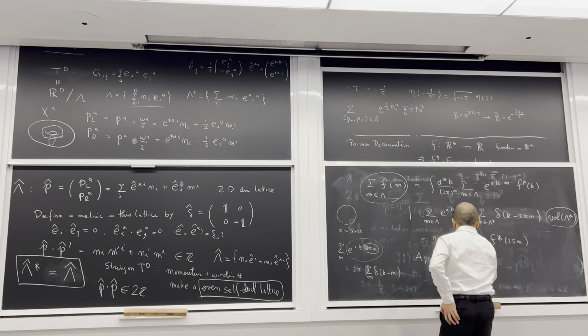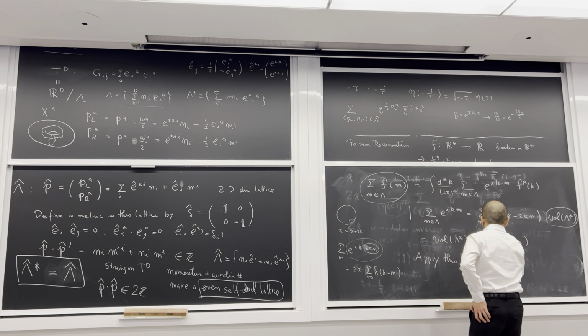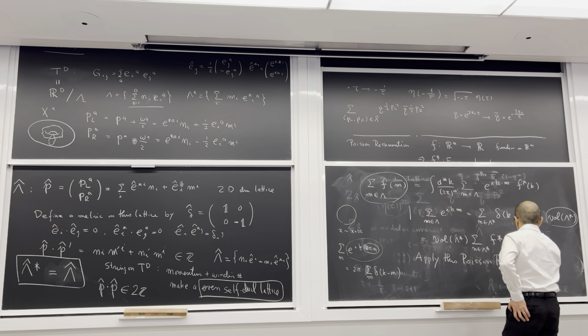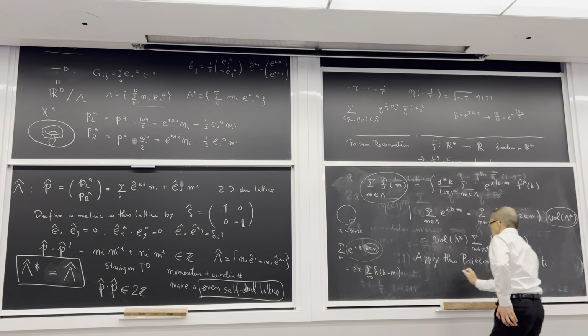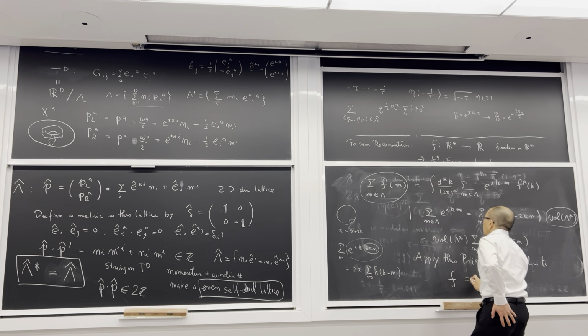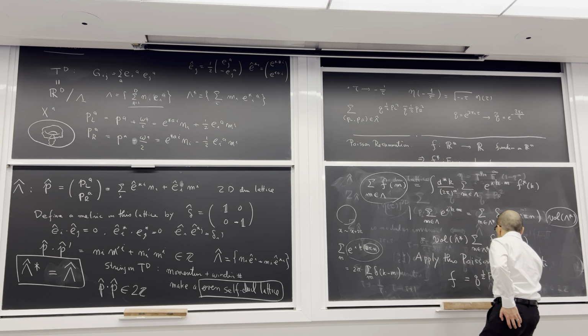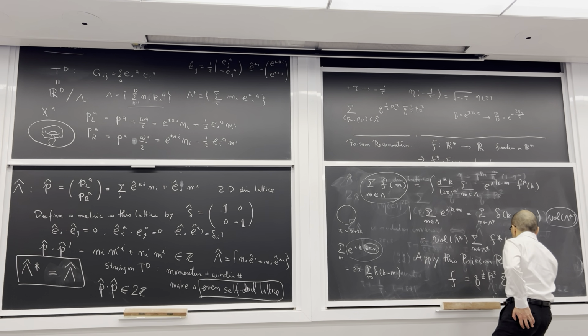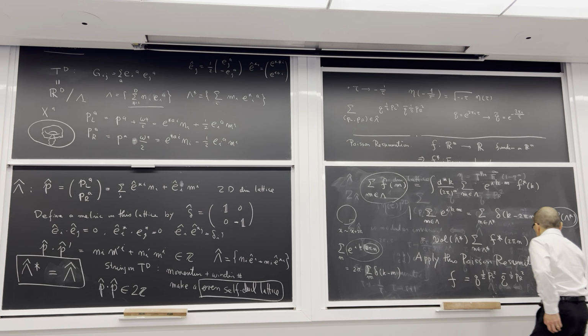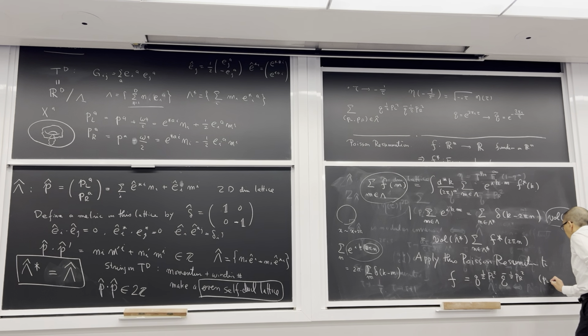This Poisson resummation to this particular function, which is q to the 1/2 of p left square, q bar to the 1/2 of p right square. You see the p left, p right is a point on the lattice.